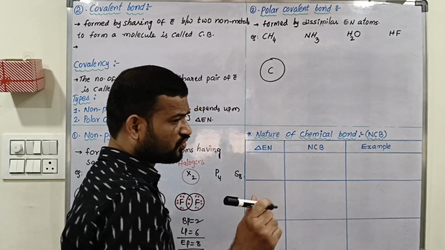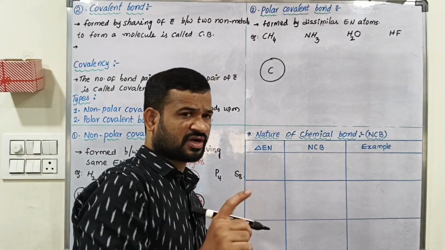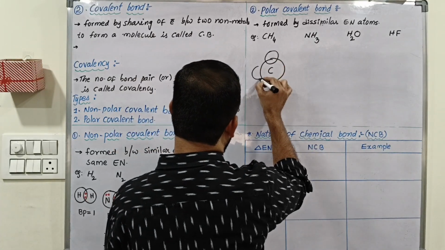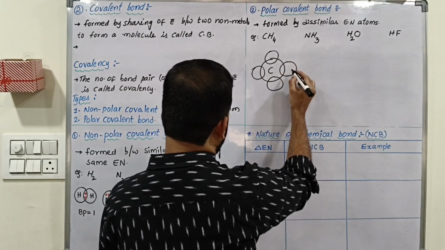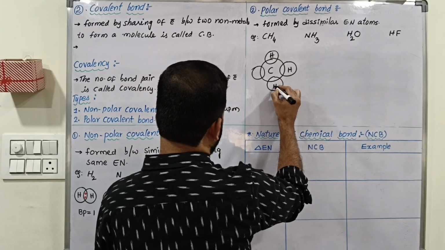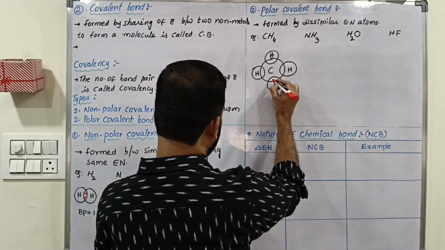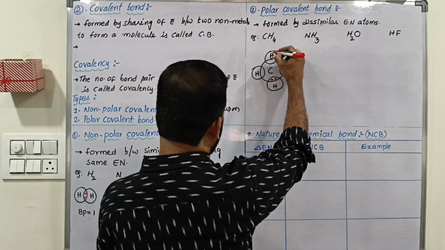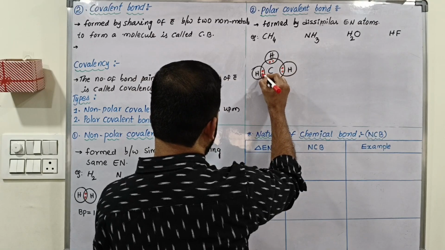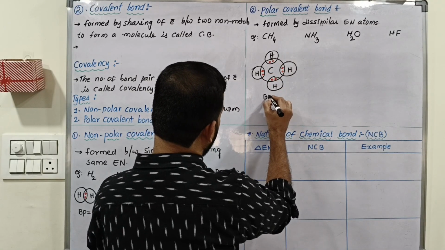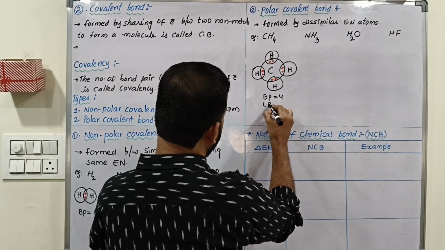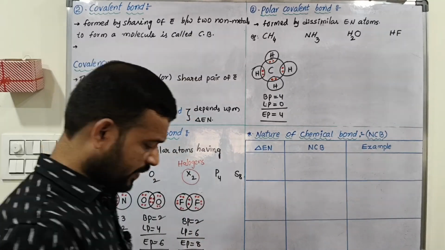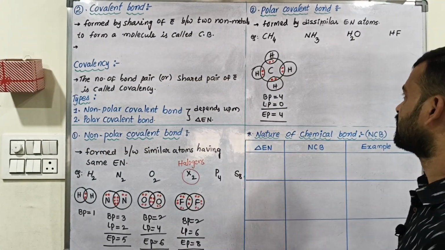Here carbon contains 4 unpaired electrons. So this carbon contributes 4 unpaired electrons to the 4 hydrogens separately. 1 electron is contributed by hydrogen and 1 electron by carbon to form 1 bond pair. So like that, 4 bond pairs are formed. Bond pairs how many here? 4. Lone pairs how many? 0. So total electron pairs are 4.